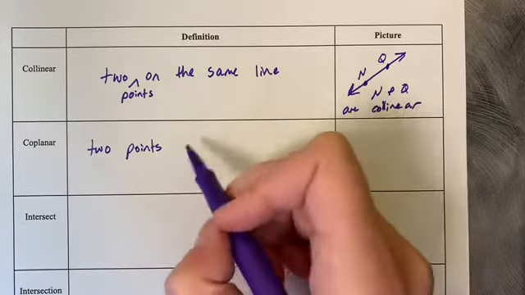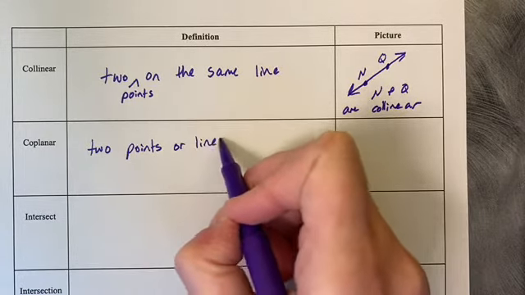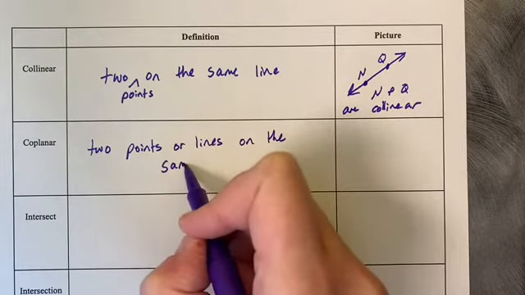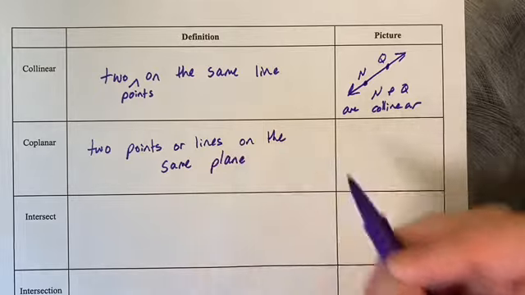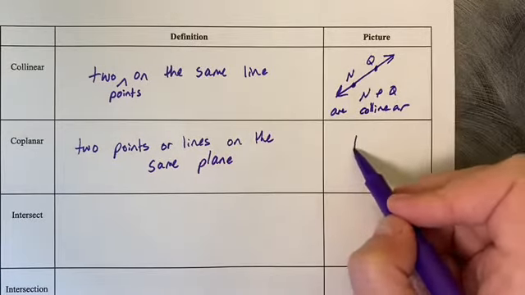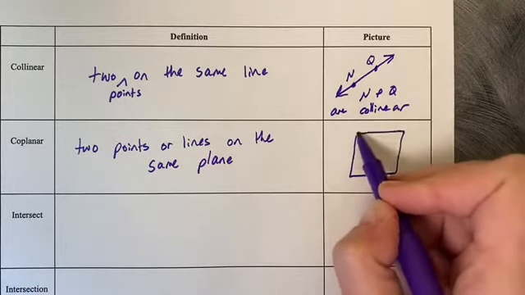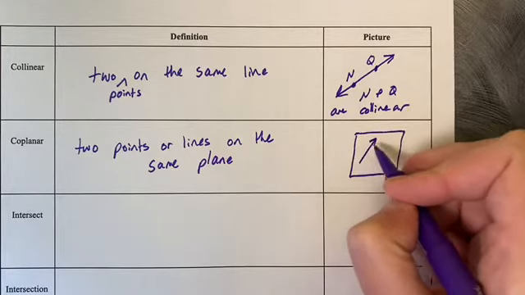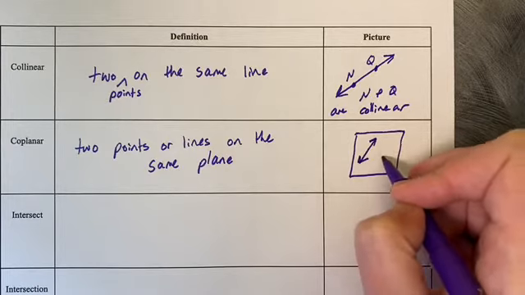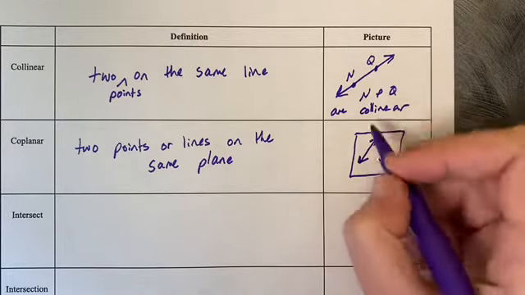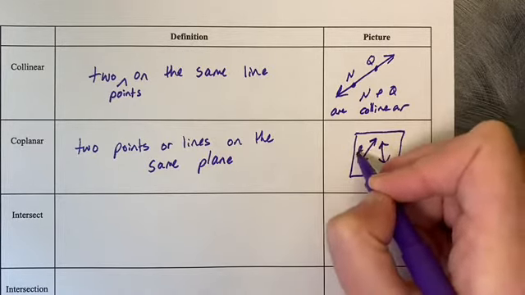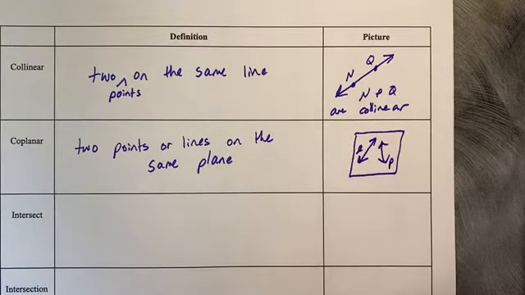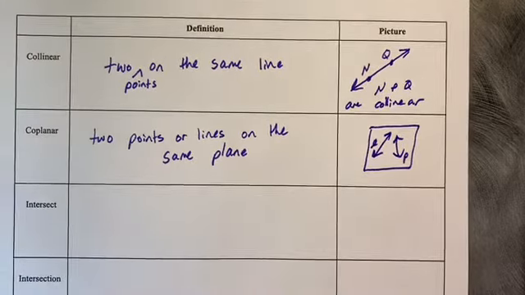Two points or lines on the same plane. So first you need a plane. So I'm going to draw a rectangular plane. And in this case, I could put two lines that are coplanar. So I'll call this line L. Ooh, that's a little L. And this line P. So line L and line P are coplanar.